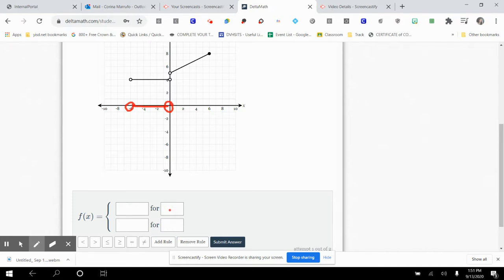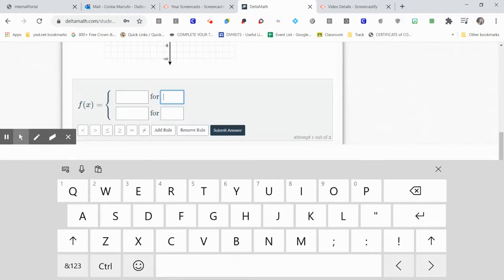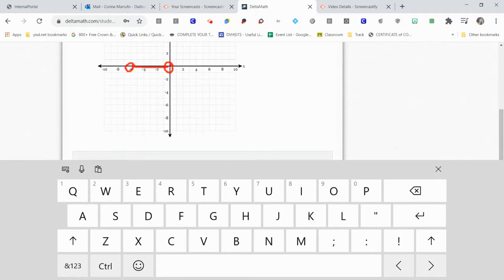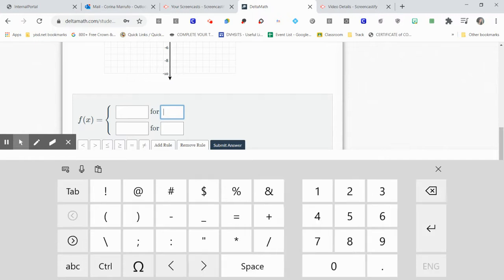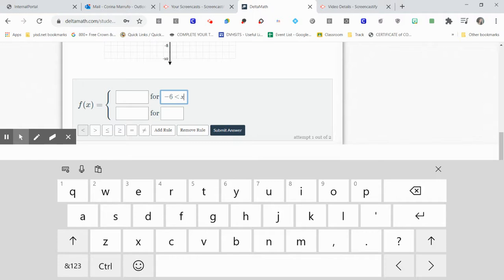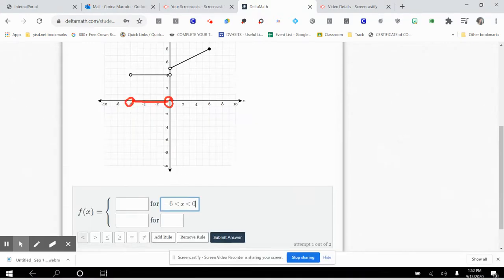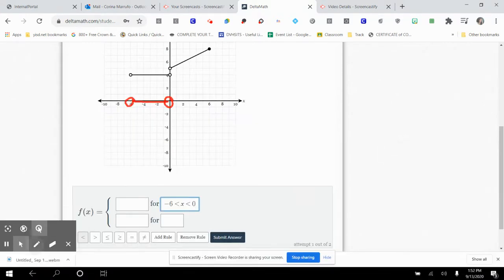So when we write this, I'm going to go ahead and fill this in. And I am going to put -6, 0. So remember, you write from left to right, so -6. And then we put the less than sign. And then we have X. And then we put the other less than sign. And then we put 0. And they're both open circles, so that's why I only use the less than sign and not the less than or equal to. Okay, the next section.